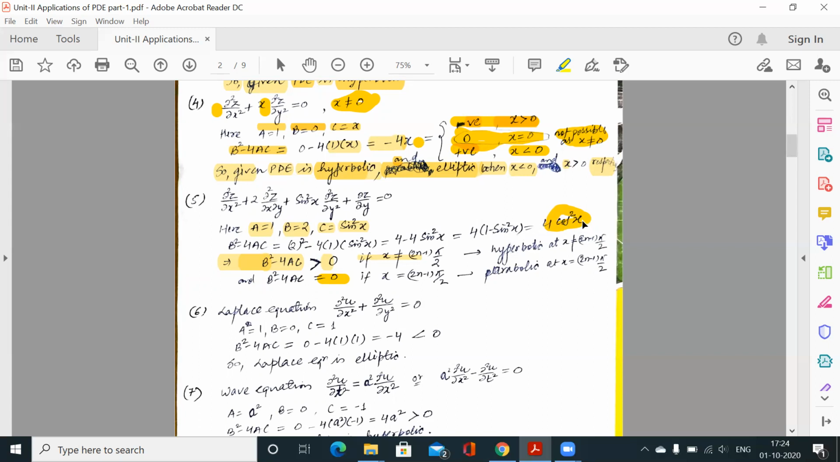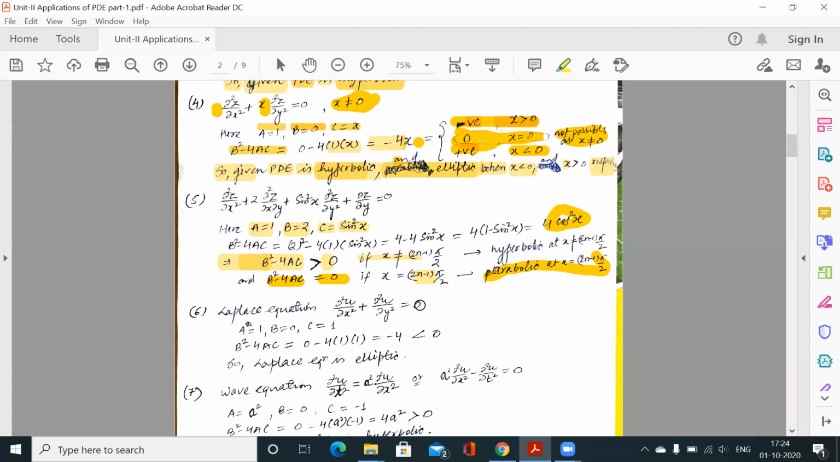Again it depends on x. Whenever we substitute x as 2n minus 1 pi by 2, because we know that cos pi by 2, cos 3 pi by 2, cos 5 pi by 2, the odd multiples of pi by 2, will give you the 0 value. 2n minus 1 means every odd number. So an odd number times pi by 2 will give you the 0 value of cos x. So cos x is 0, that means b square minus 4ac is 0. In this case, the given PD is parabolic.